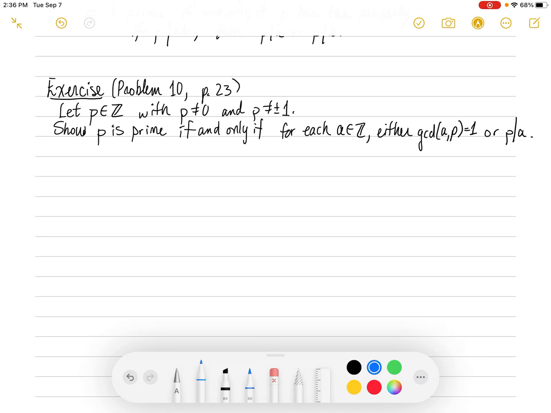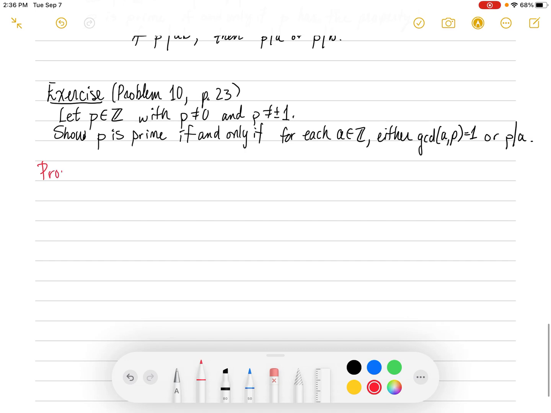Okay, so let's prove this. This is an if and only if statement. In the background, we have p as an integer, so let's go ahead and declare that. Let p be an integer with p not 0, and p cannot be plus or minus 1. Okay, that's in the background. So I want to show if p is prime, then for every integer a, the GCD of a and p is 1, or p divides a.